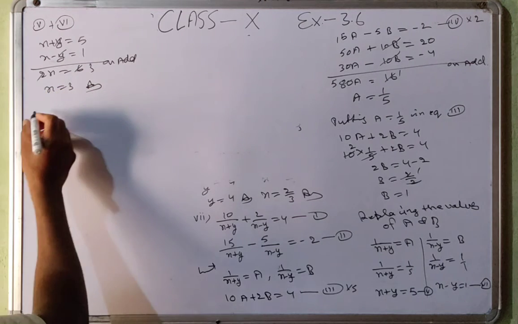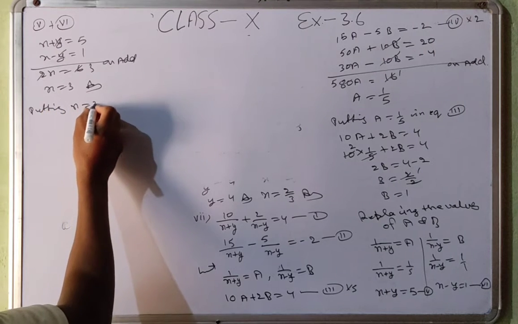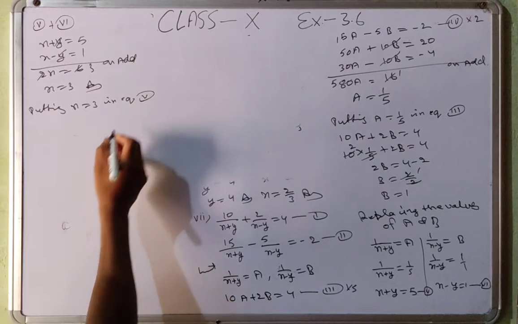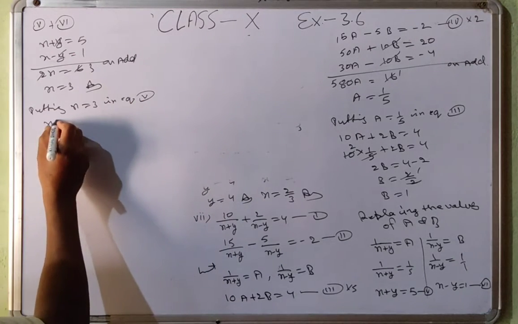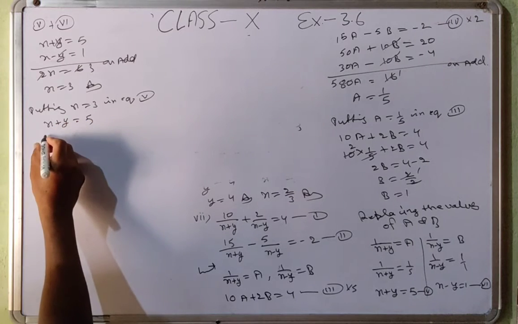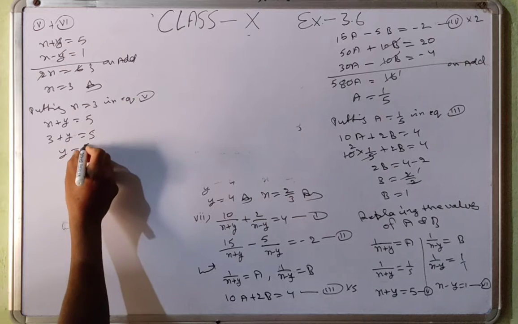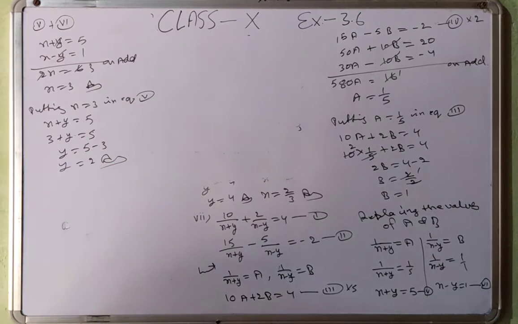This is the answer. And then again putting x is equal to 3 in equation 5th because x y is there. So x plus y is equal to 5. So that is 3 plus y is equal to 5. So y is equal to 5 minus 3. So y is equal to 2. This is the another answer.